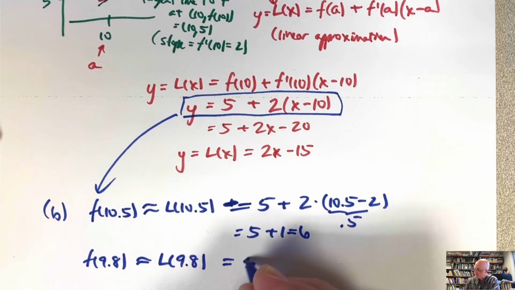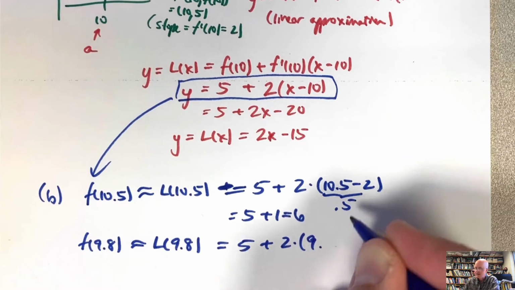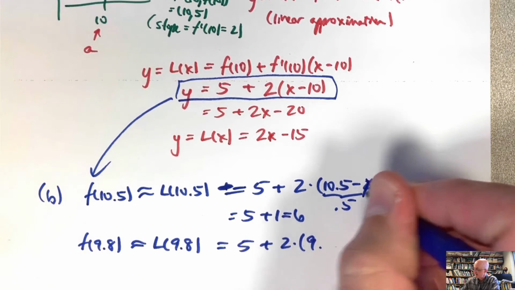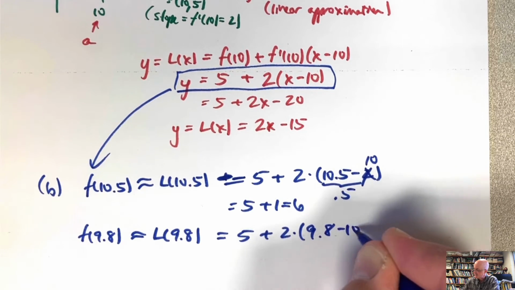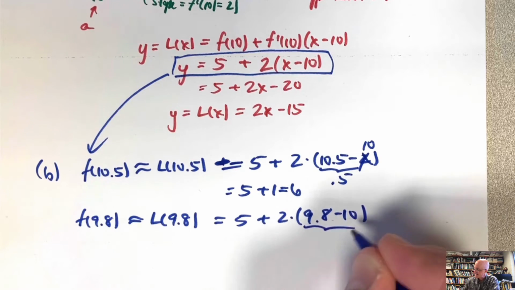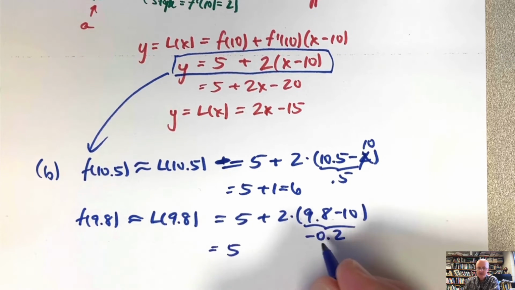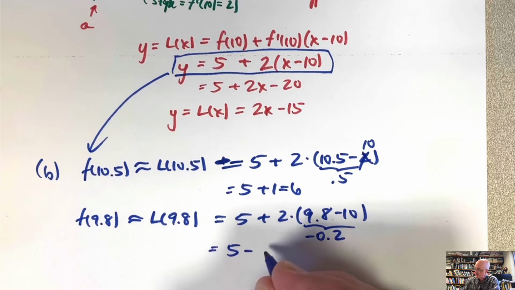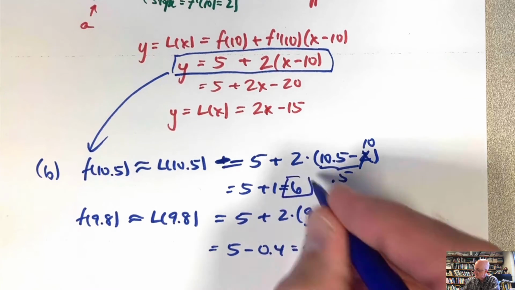That'll be 5 plus 2 times, in parentheses, 9.8. I see I made a mistake here. It's a 10. 9.8 minus 10, and that is negative 0.2. 2 times negative 0.2 is negative 0.4, so I get 5 minus 0.4, and that is 4.6. So the answers are 6 and 4.6.